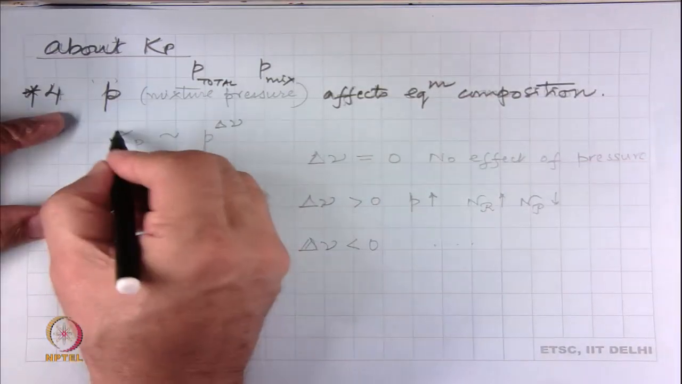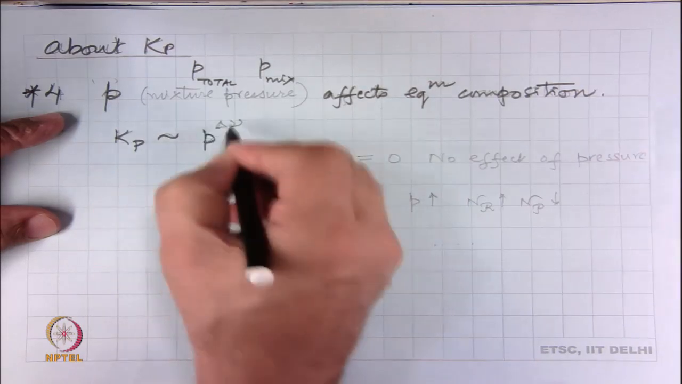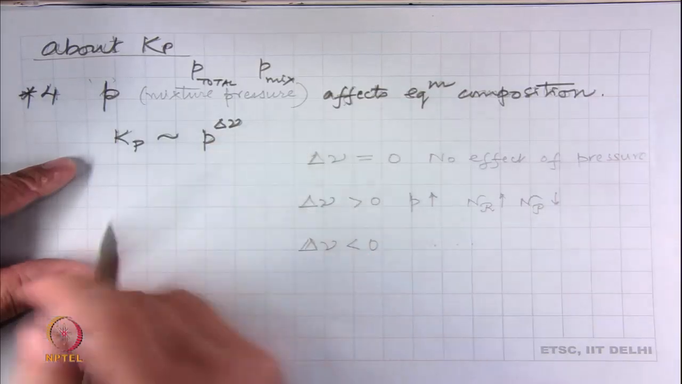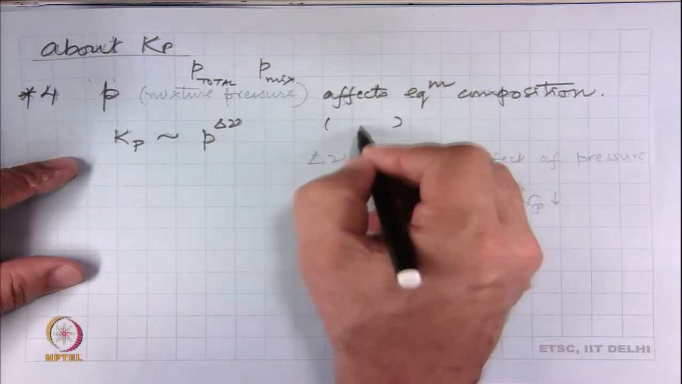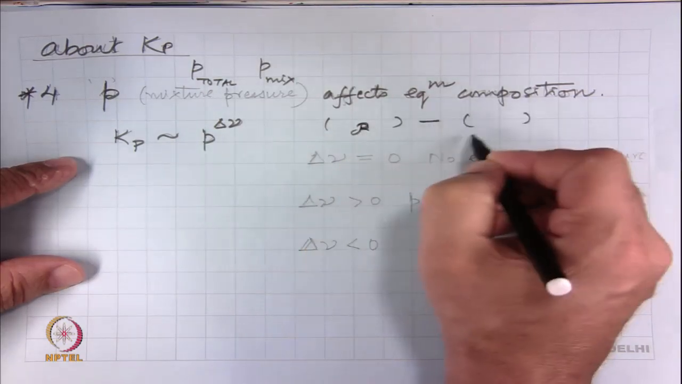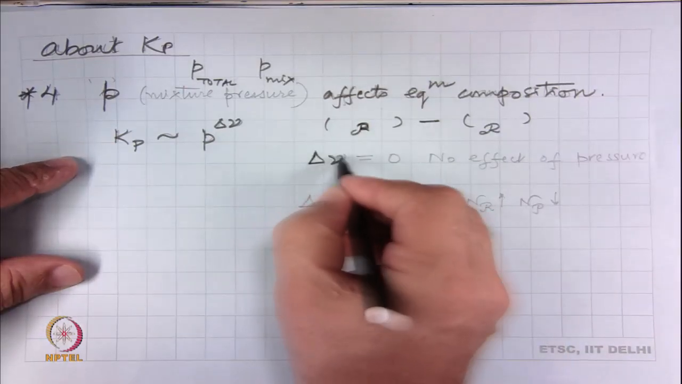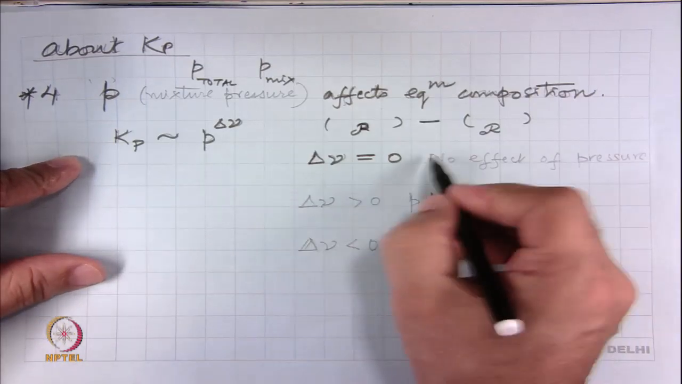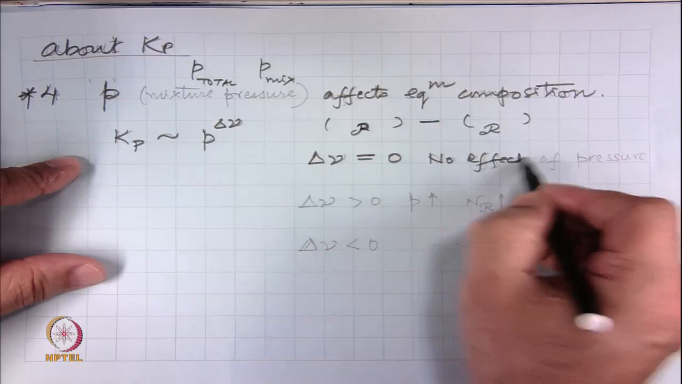And that is because in those expressions that we have derived, Kp is a function of P to the power delta nu. Delta nu, you recall, is the sum of the stoichiometric coefficients of the products minus the sum of the stoichiometric coefficients of the reactants. If delta nu is 0 or very close to 0 or very small, then pressure does not affect Kp. So, there is no effect on Kp.